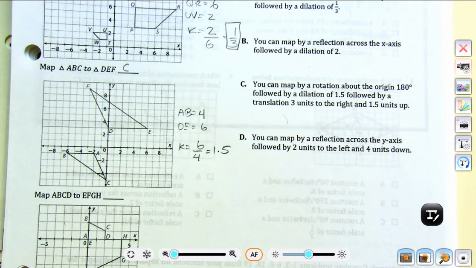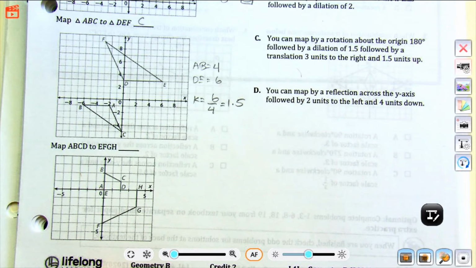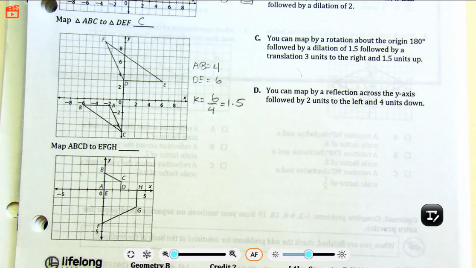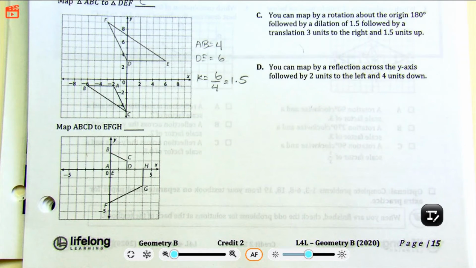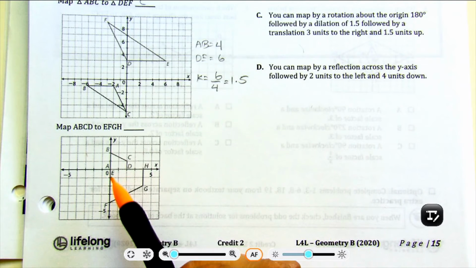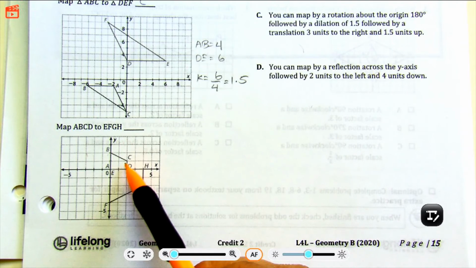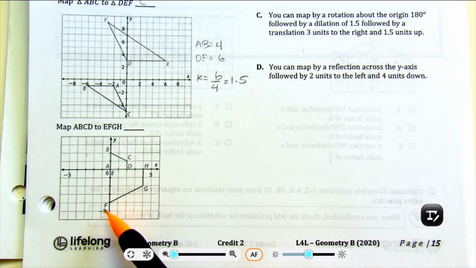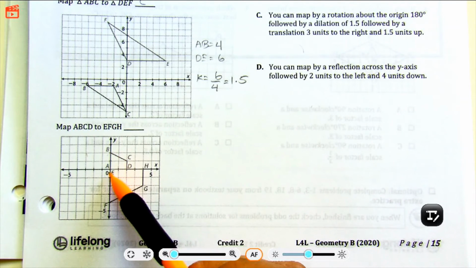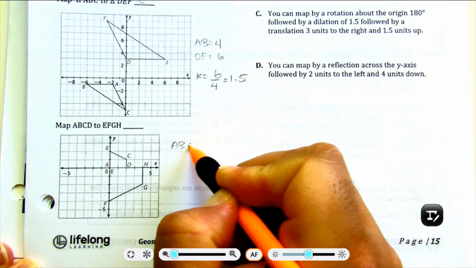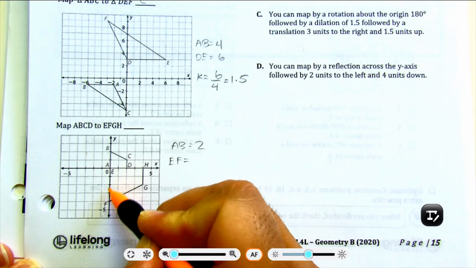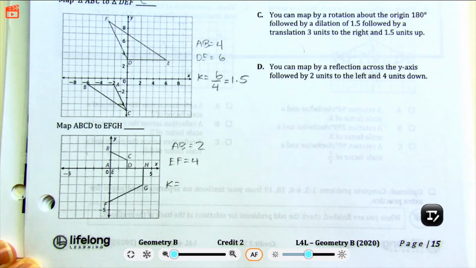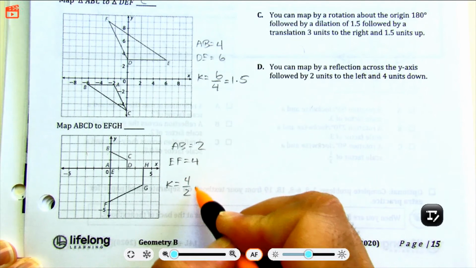And the last one. Okay, so the last problem, we have ABCD maps to EFGH. So we're going from this smaller one to this bigger one. And if we focus on this side, AB, AB is equal to 2. And EF is 1, 2, 3, 4. So then my scale factor is going to be EF divided by AB. So we're going to have 4 divided by 2, which is 2.